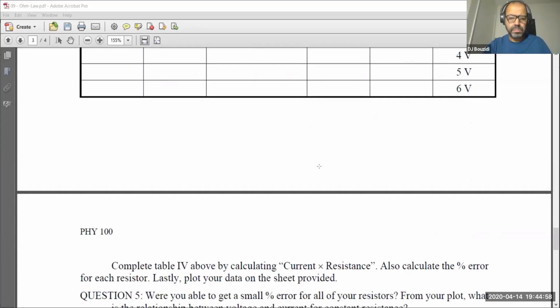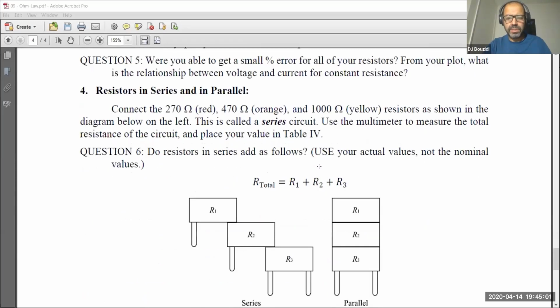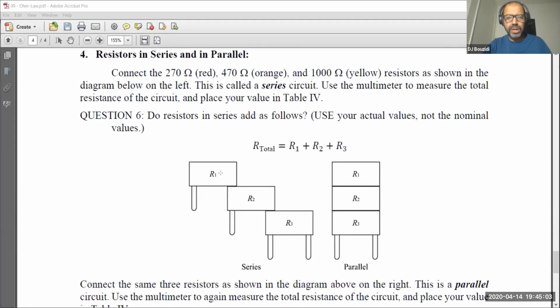Let's go back into the instructions. Now we're going to take 3 resistors: the 270 ohms, the 470 ohms, and the 1,000 ohms. We're going to take the red, the orange, and the yellow resistors, and we're going to put them one after the other. Basically take one, put it next to the other. So this one starts from here. Its end starts the beginning of the second one. This one, there is nothing attached to it. And then from here, the end of that second one is the start of the third one.